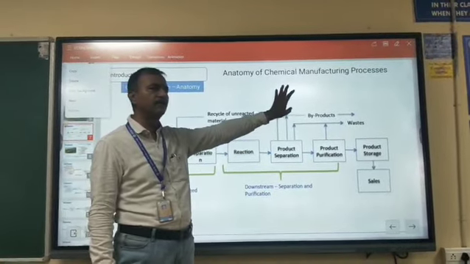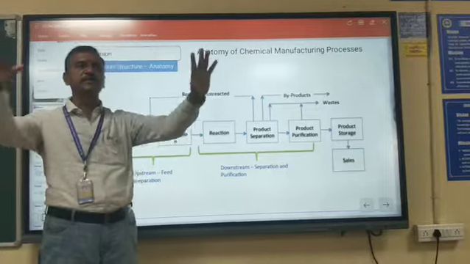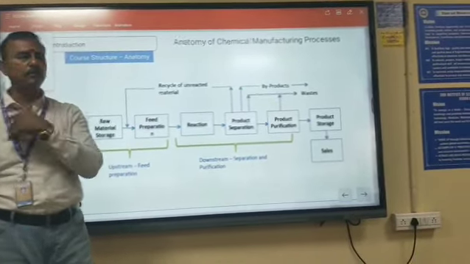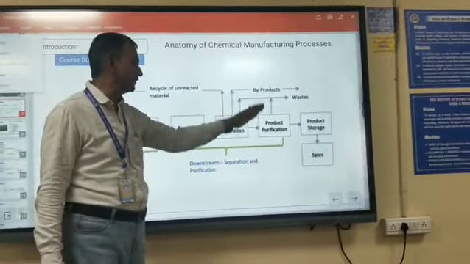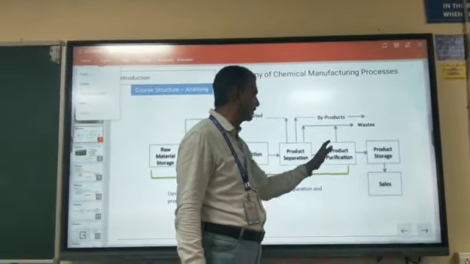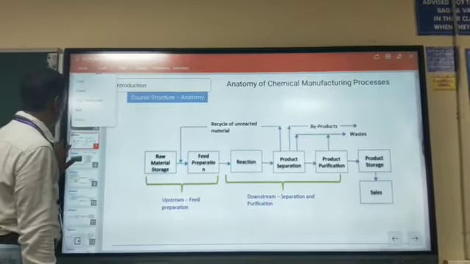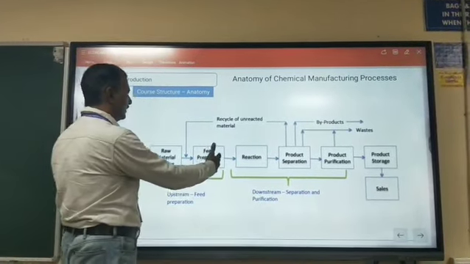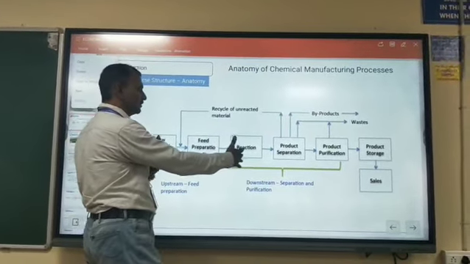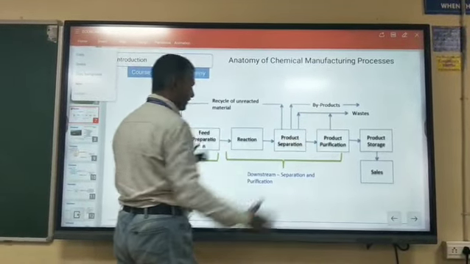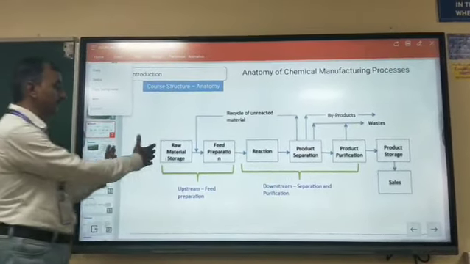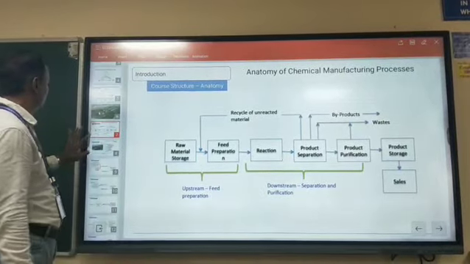Once the product is separated from the waste material, the so-called molasses, you can separate all the byproducts. Byproducts, waste, purifications, and the product storage, and finally it will be stored. Till the feed preparation, it is called downstream. After that, it is called upstream and the downstream.